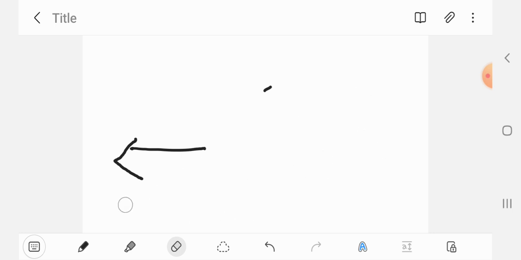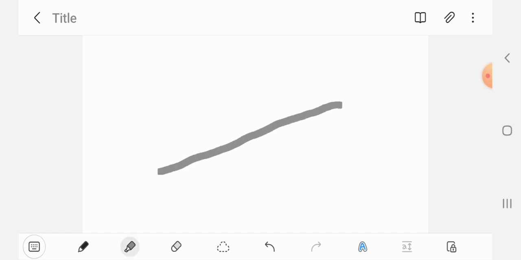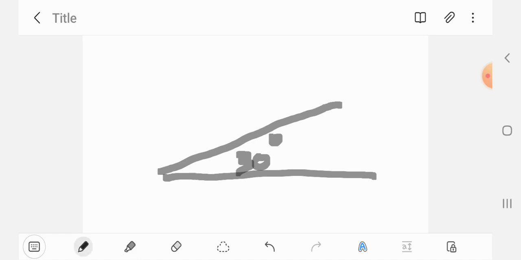Now we can talk about it if we have, let's say, an angle like that, and it's 30 degrees here, and then we have our box like this.